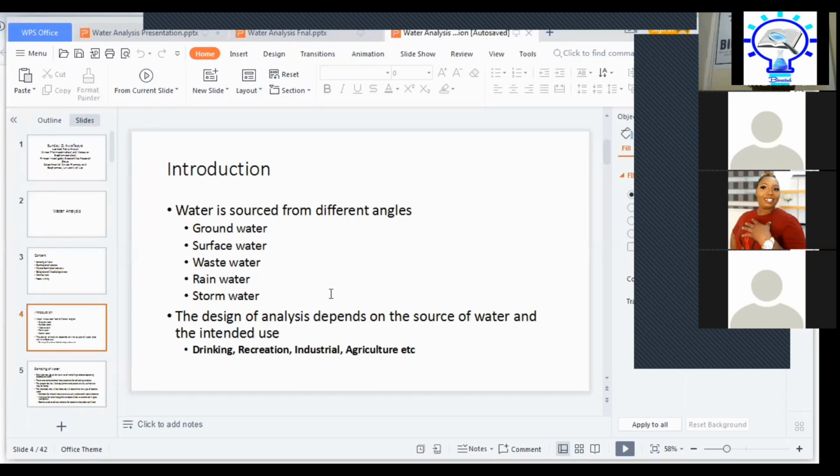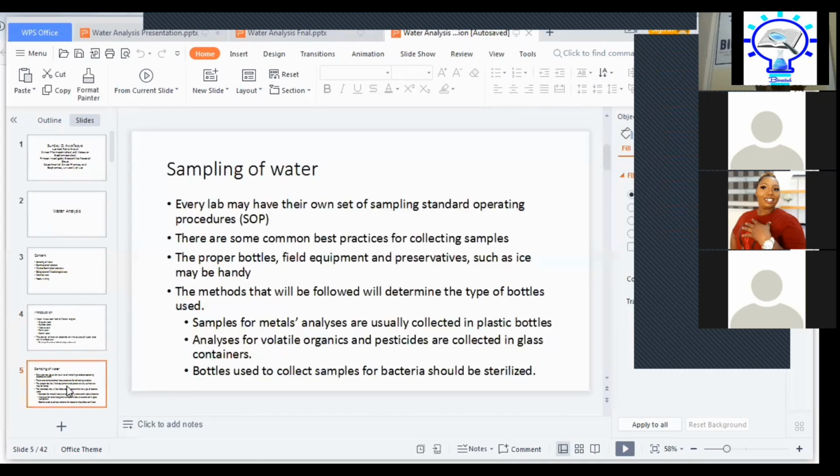Rainwater, of course, we all know rainwater, and storm water too, we know that. Okay, so the design of our analysis depends on the source of the water. If somebody wants us to analyze water, we need to know the source of that water. This water you are giving me to analyze, where did you get it from? Is it from a borehole? Is it from the ocean, the Atlantic Ocean, the Caribbean Ocean? Or is it from a sea or from the stream in your village? So I need such information to know how to analyze it.